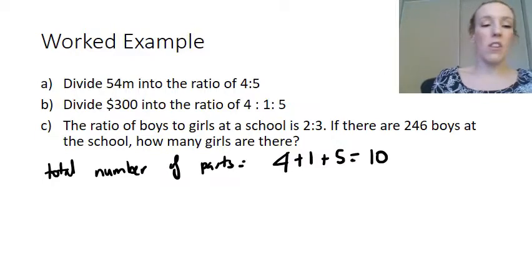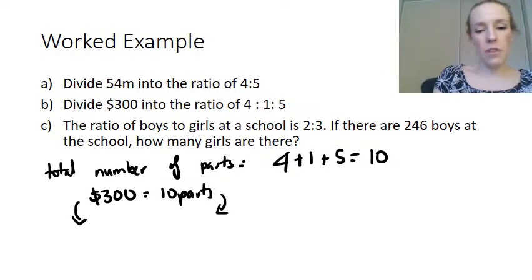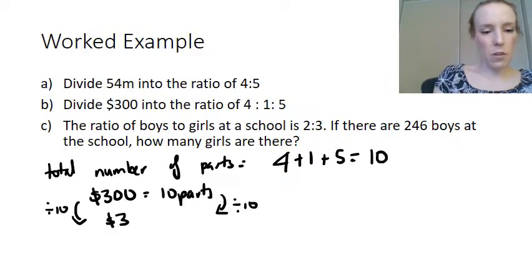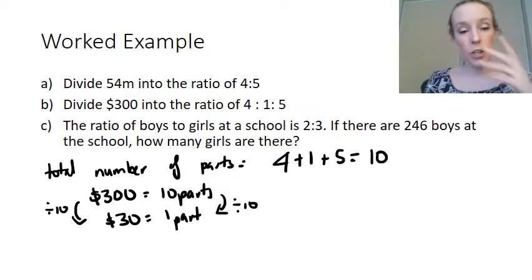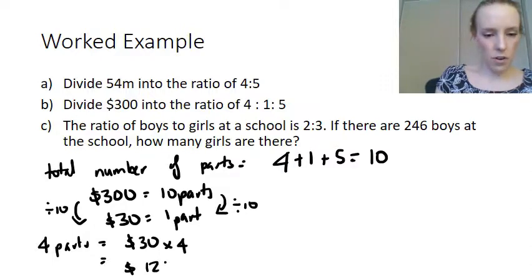So if we do the unitary method, we know that $300 equals 10 parts. So we want to find out 1 part, so we're going to divide both sides by 10. So that means $30 equals 1 part. So then we can just multiply for our ratio. So 4 parts is obviously going to be $30 times 4, which is $120.